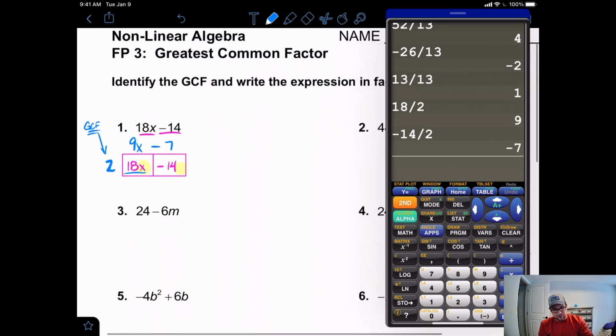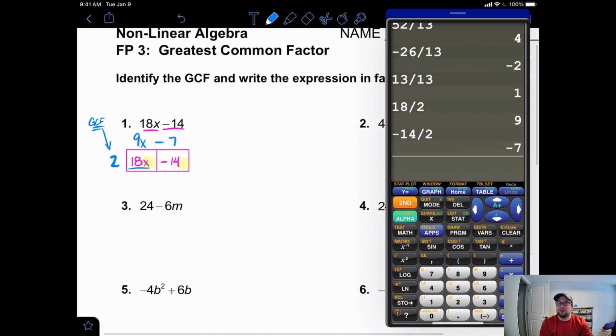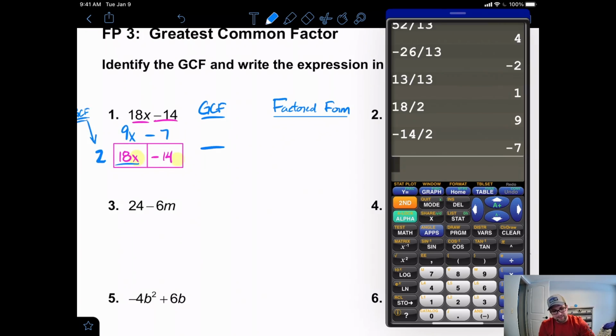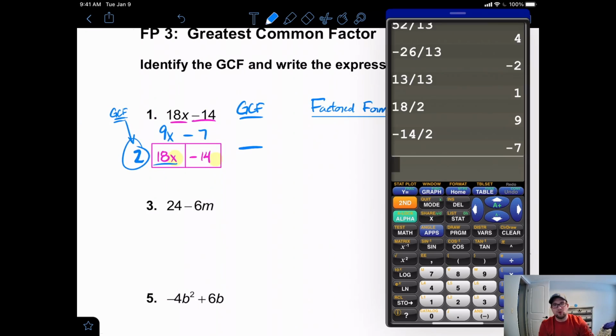So I want to show you exactly how your homework is going to look. In your homework on Schoology, you're going to need to give me two things. The first thing you're going to be giving me is the greatest common factor, and the second thing they're going to ask you for is the factored form. The greatest common factor is the number that we pulled out, so that's going to be the 2.